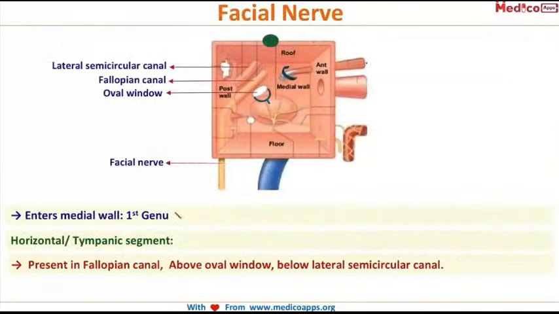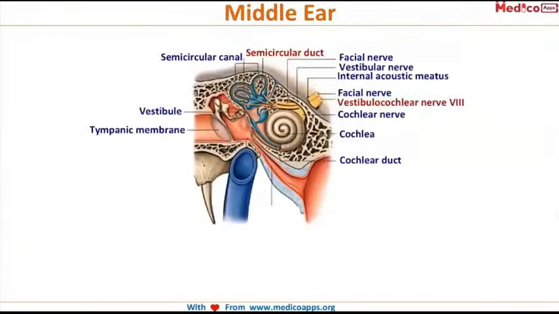Now, the facial nerve is the next important structure. It enters the medial wall at the first genu. We have seen that. It has a horizontal or the tympanic segment which is present in the Fallopian canal. See, this is the Fallopian canal. It is present above the oval window and below and lateral to the semicircular canal. You can understand the anatomy. This is your semicircular canal, and this is the oval window, and here lies your facial nerve within the Fallopian canal.